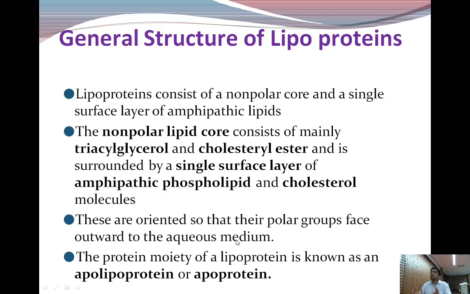Of course, that's the point of forming this lipoprotein, to carry the lipids, mainly triacylglycerol and cholesterol ester. To carry triacylglycerol and cholesterol ester in the aqueous plasma, this structure is formed. So their polar end will be facing outward. The protein moiety of a lipoprotein is known as apolipoprotein or apoprotein. This apoprotein will be embedded in the surface layer of amphipathic lipid.